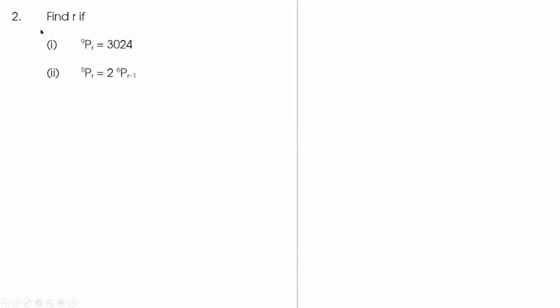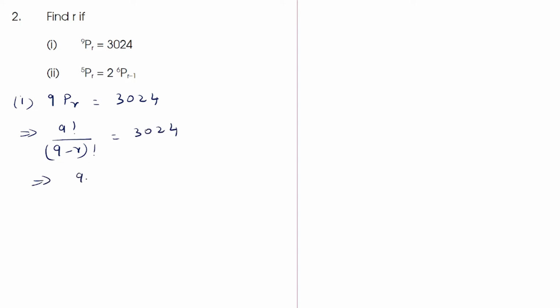Next question: find r if 9Pr equal to 3024. First subdivision we will do, then we will go to the second subdivision. First, 9Pr is equal to 3024. Or we have 9 factorial upon 9 minus r factorial equal to 3024. So from this we have 9 minus r factorial equal to 9 factorial upon 3024.